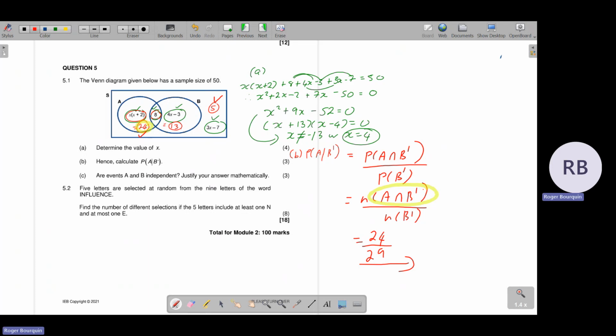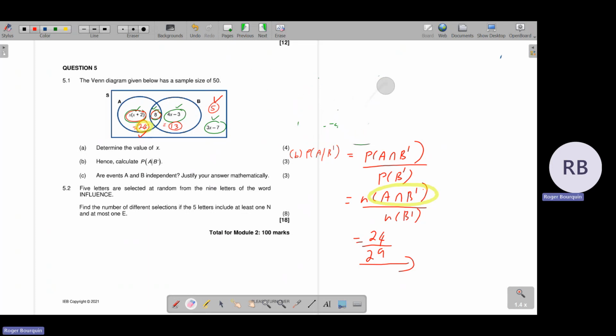Then question B. So C, are events A and B independent? Well, there are 2 tests that you can use for independence. The one that you know from core is that things will be independent if you can show that the probability of A times the probability of B, which I call the theoretical, equals the probability of A and B, the actual. So if that's true, then things will be independent. And if they tell you they're independent, you must assume that's true.